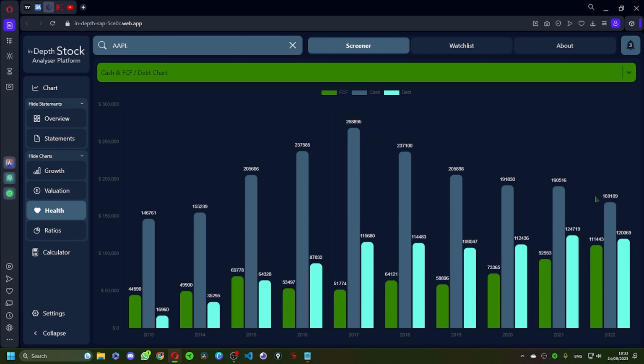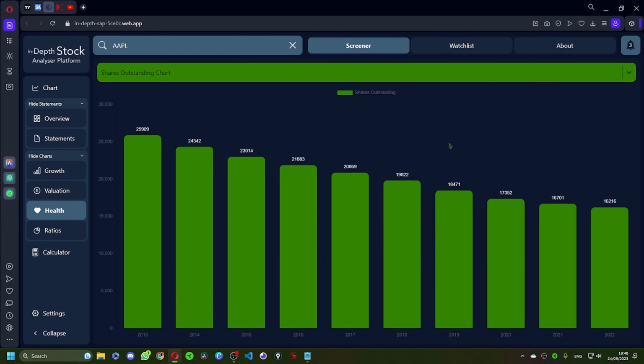So, for example, Apple here has way more cash than debt. So that's great because it can basically pay off its entire debt immediately, which you're looking for, of course, because companies like this won't have any problems in crisis. So many of the famous investors actually said that it's very hard to go bankrupt if you have no debt, right? And now let's look at the shares outstanding chart.